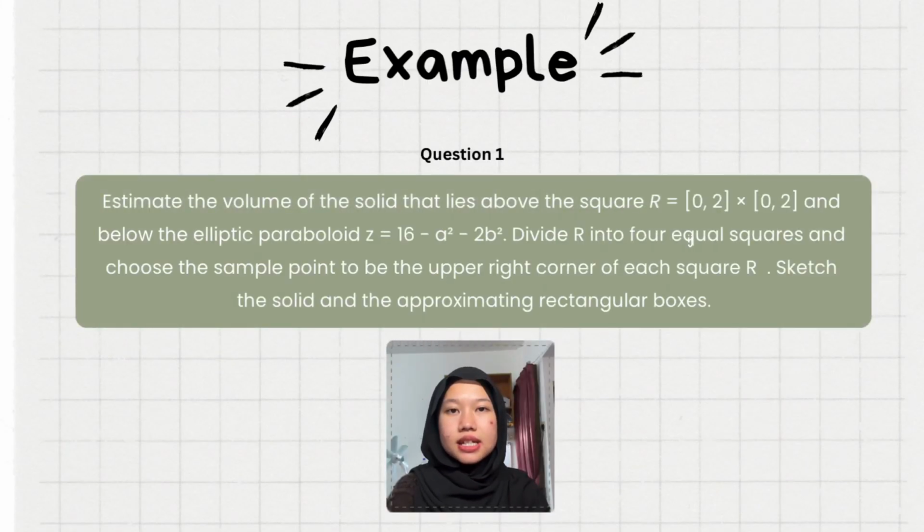The first question is, estimate the volume of the solid that lies above the square R equals [0,2] times [0,2], and below the elliptic paraboloid z equals 16 minus x squared minus 2y squared. Divide R into 4 equal squares and choose the sample point to be the upper right corner of each square. Sketch the solid and the approximating rectangular boxes.